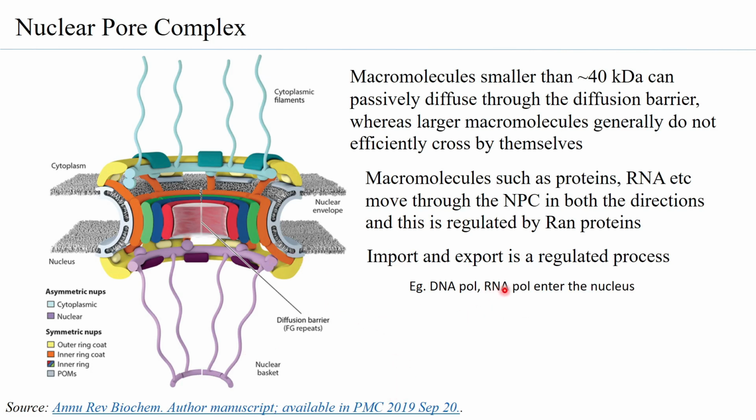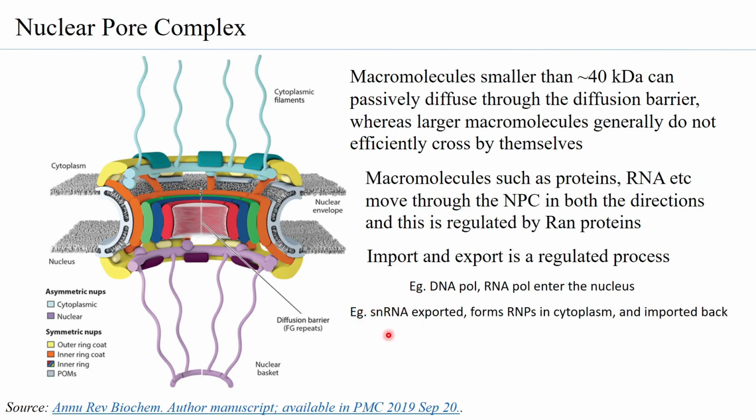So DNA polymerases and RNA polymerases enter the nucleus. DNA polymerase is for replication and RNA polymerase is for transcription. snRNAs are a special type of RNA molecules which are required for mRNA processing, that means post-transcriptional modification. So, we know that 5' capping, 3' poly A tailing, splicing, the removal of introns, these all fall under what is called mRNA processing.